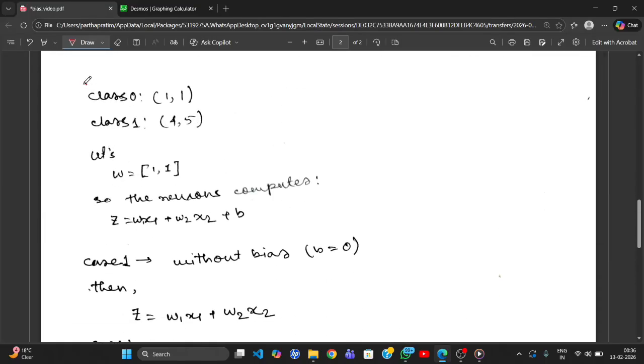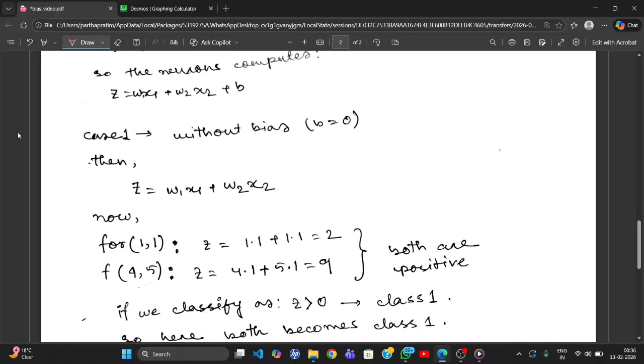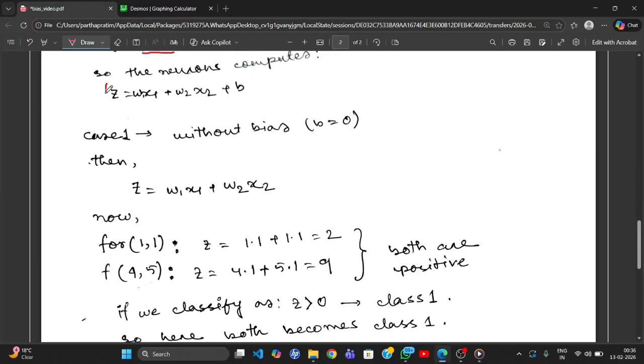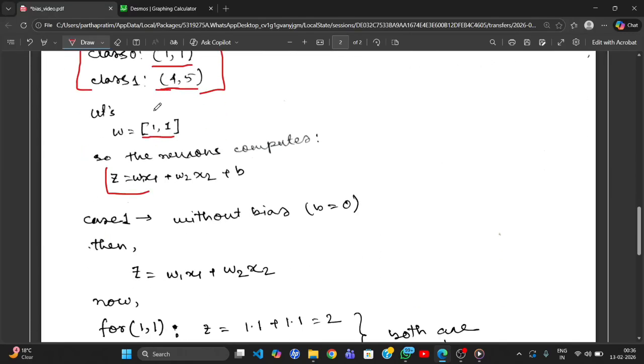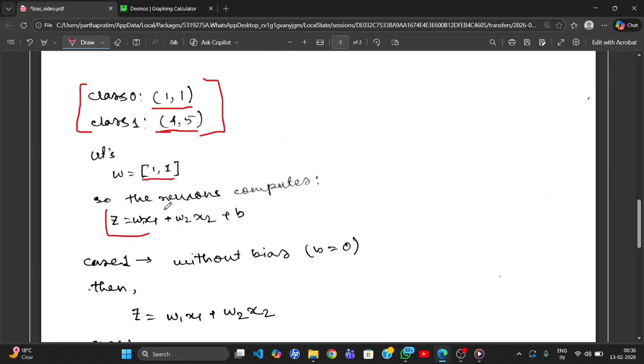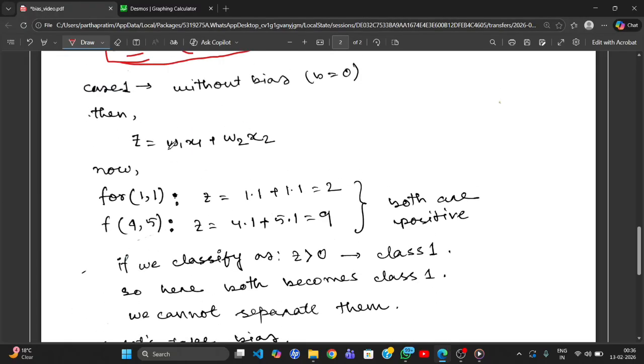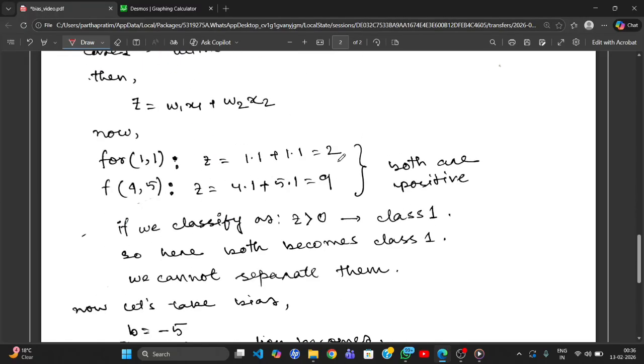Let's say we are taking two classes, class 1 and class 0. We want to classify them. Class 0 consists of the point (1, 1), and class 1 consists of the point (4, 5). The weight here is (1, 1), and the neuron computes this. We have two inputs, x1 and x2, and two weights, w1 and w2, and b the bias term. It's the standard case. First we'll compute it without the bias. Without the bias it will be 2 and 9, both are positive.